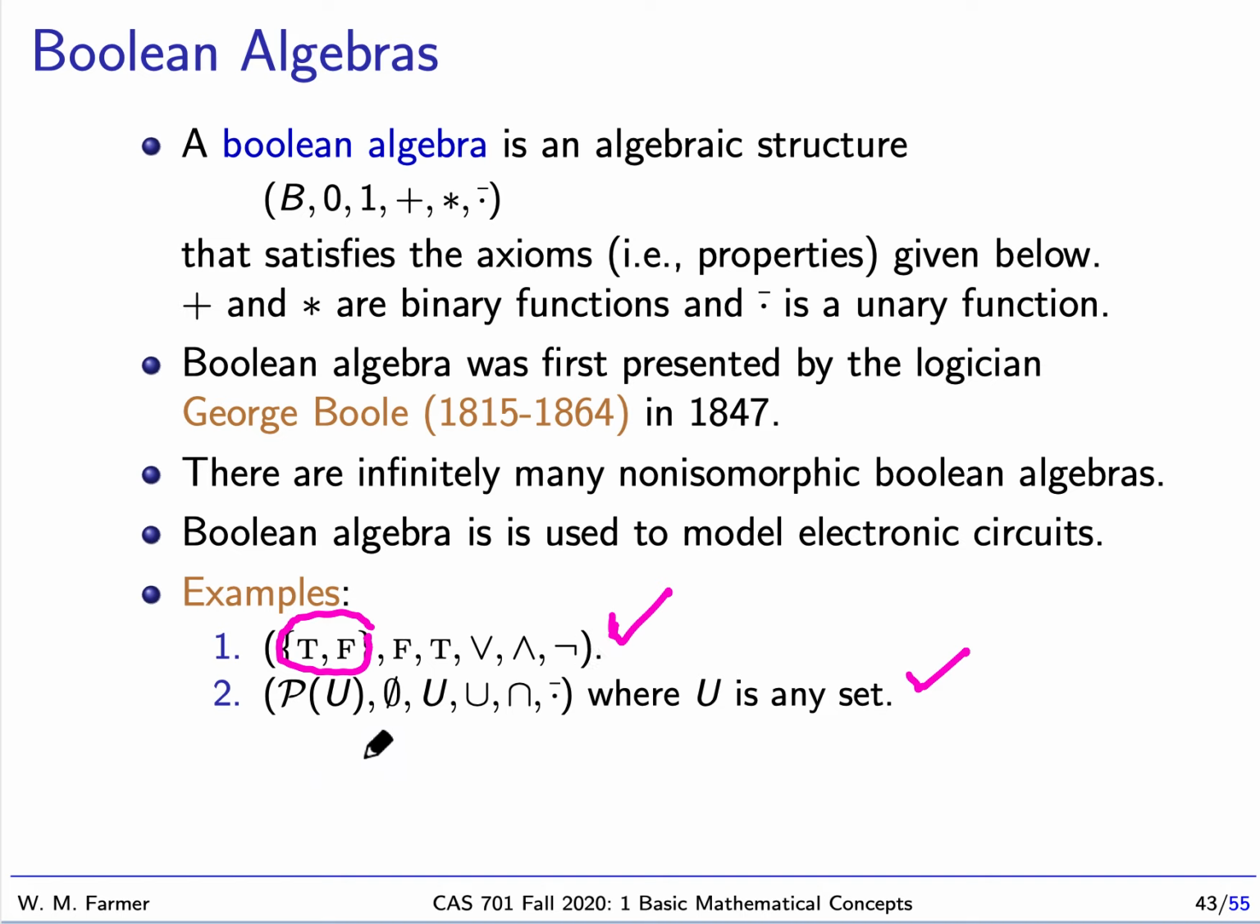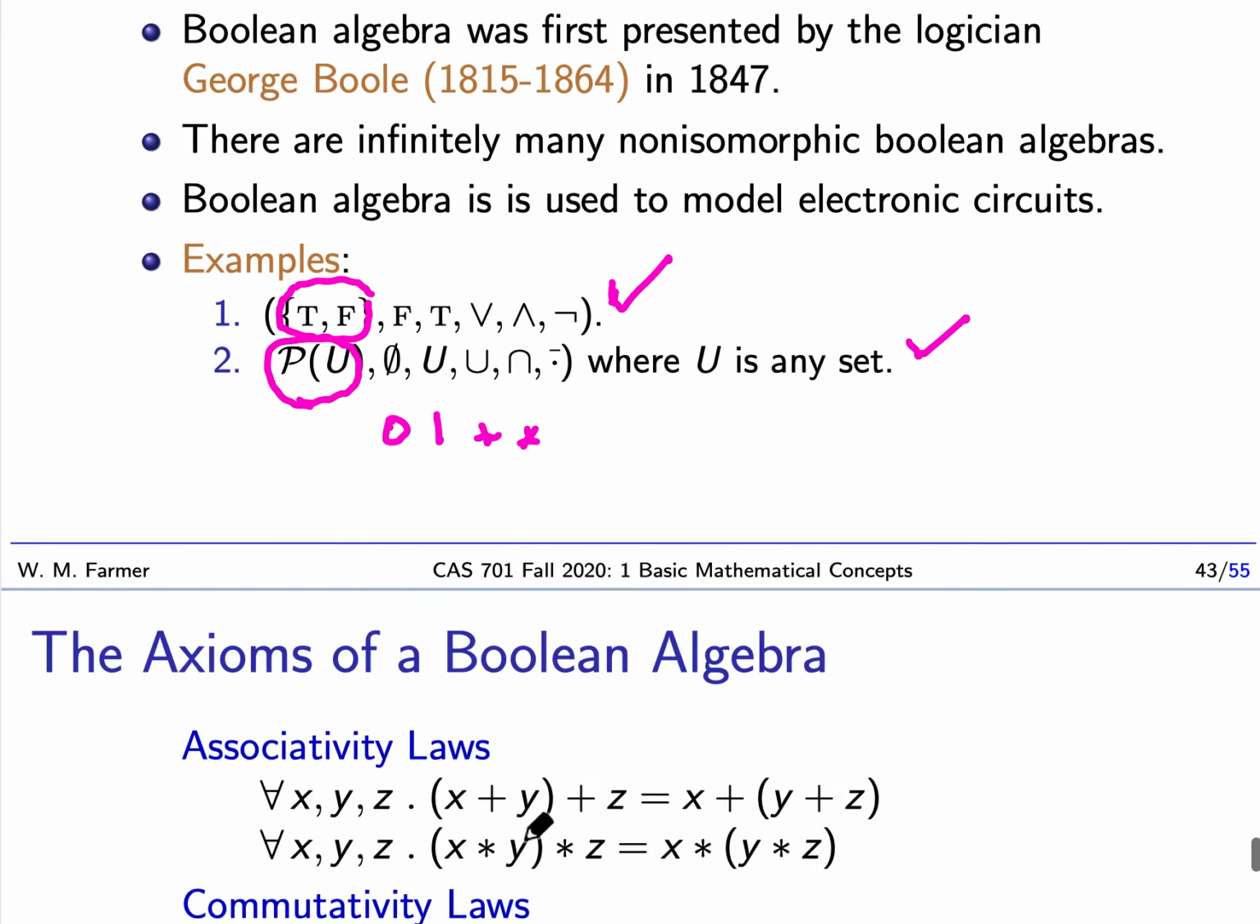And the other example is where our domain is the power set of some universe. And so the empty set is 0, the universe is 1, union is like plus, intersection is like times, and the complement is like complement. Okay, so that's what a Boolean algebra is.